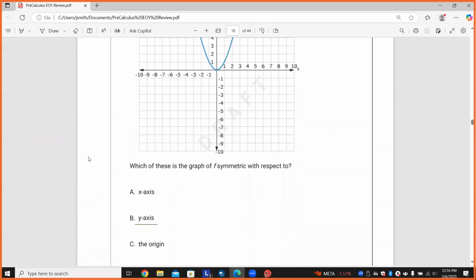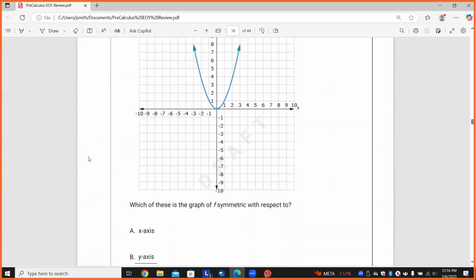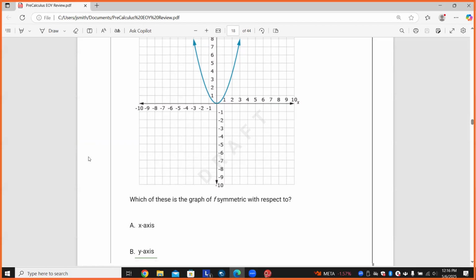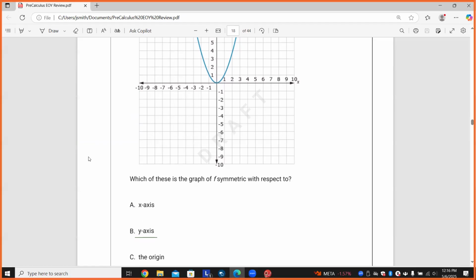What would make this symmetric? So does the x-axis make this graph symmetric? No. The x-axis is located right here. It doesn't cut the graph in half. Does the y-axis make this graph symmetric? Absolutely. It cuts it directly in half.